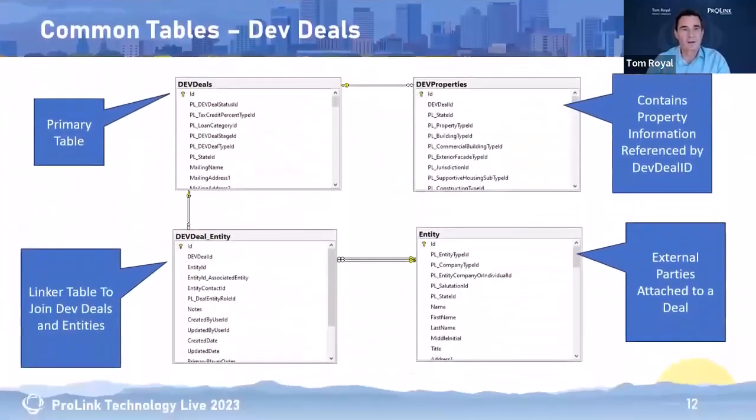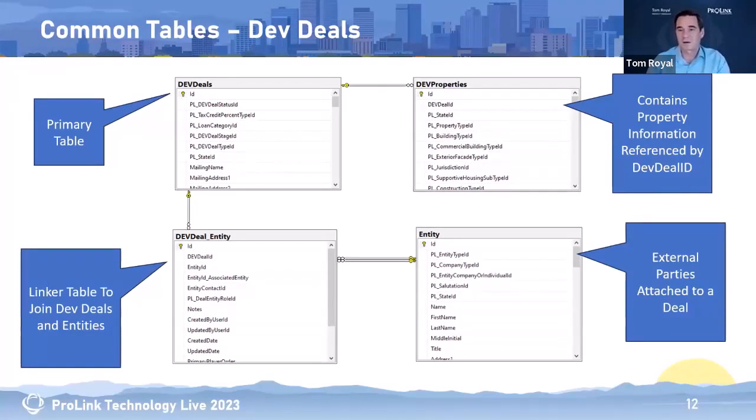Okay, so moving on. When we look at common tables and dev deals, for example, this is an entity relationship diagram for the tables. Dev deals is going to be your primary table. I always recommend, if you're writing a report for dev deals, start with dev deals, because that's going to be your list of everything that you want to include in it. And as we'll see when we go into the live version of building these reports, we're going to see some things happen when we join tables to it.